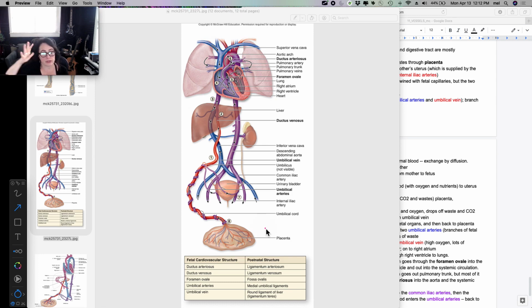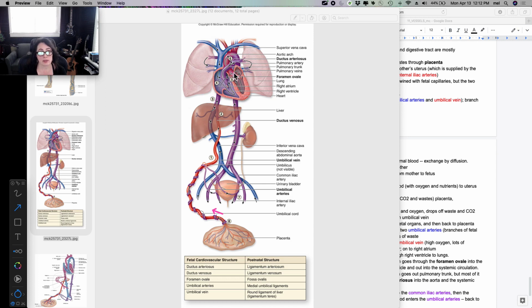In the wall of her uterus, it's going to go to the maternal capillaries of the placenta. Then it's not connected to the fetal capillaries, but it's snuggled up to them. The oxygen and nutrients are going to move into the fetal capillaries, and then from the fetal capillaries into this big red vessel right here. That big red vessel is called the umbilical vein. The umbilical vein is going to deliver blood back into the inferior vena cava, back to the right atrium.